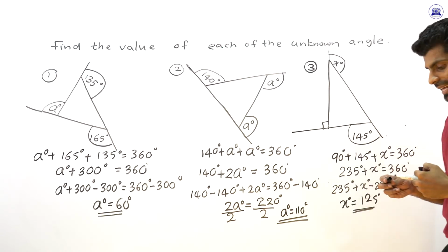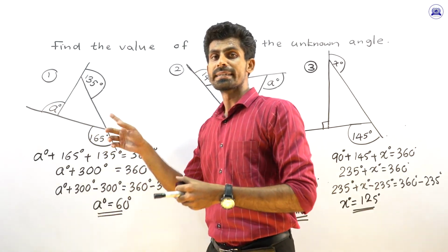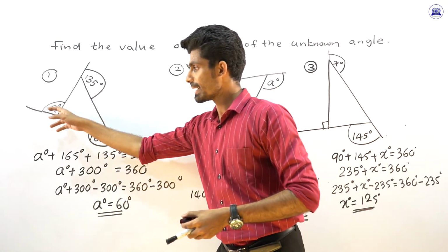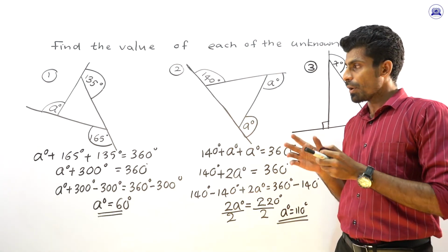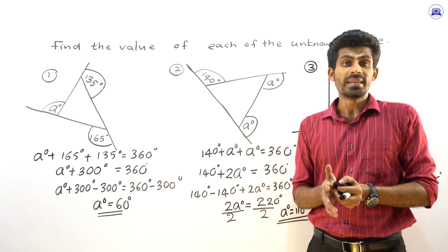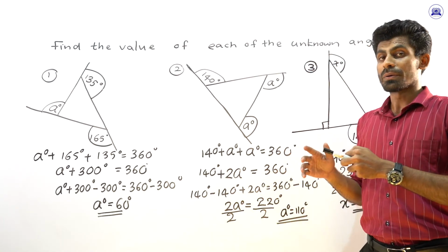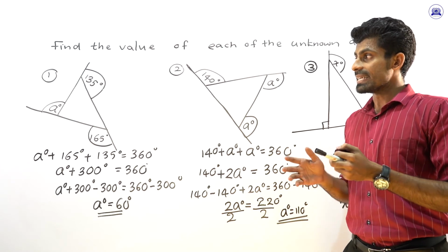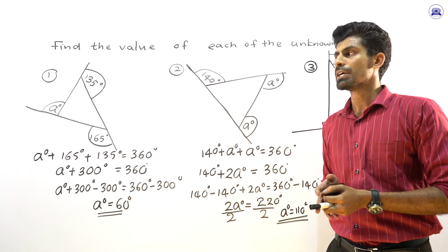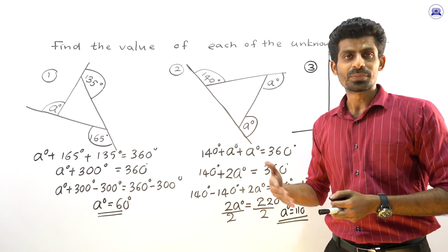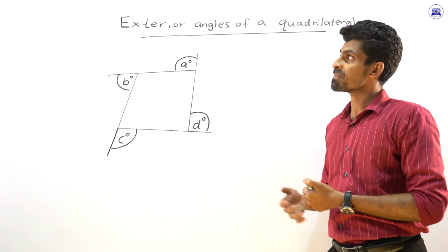So that is how to find the exterior angles. What is the theorem? The summation of the exterior angles of a triangle equals 360 degrees. Hope this part is very clear for you. Let's move to the last part of the session, where we find the interior angles and the relationship between the angles of a quadrilateral. Let's move to the final chapter of this session.